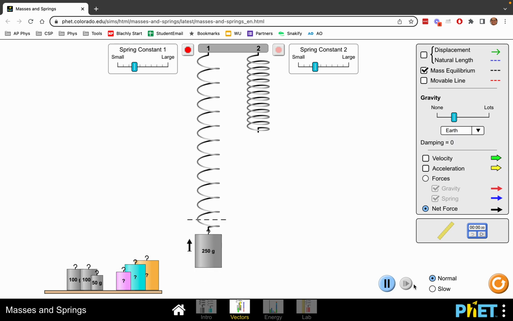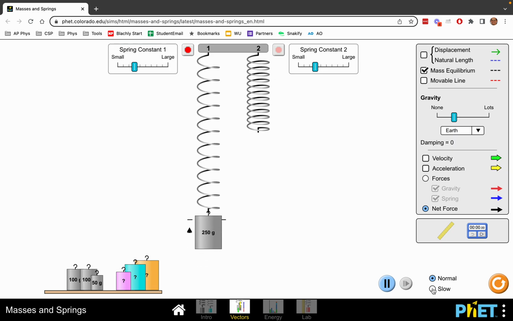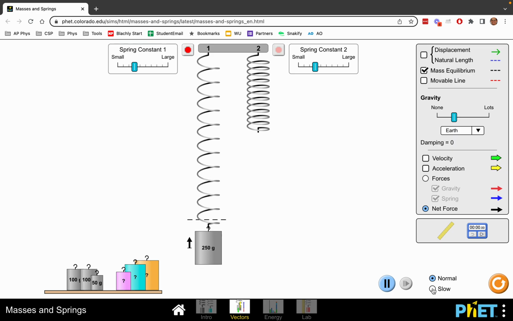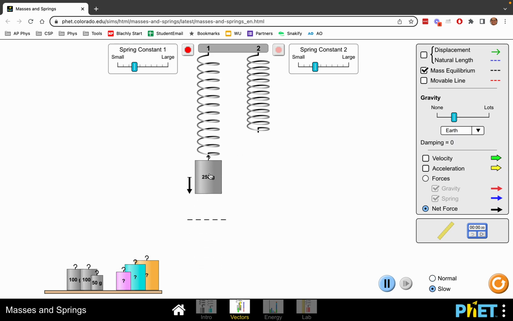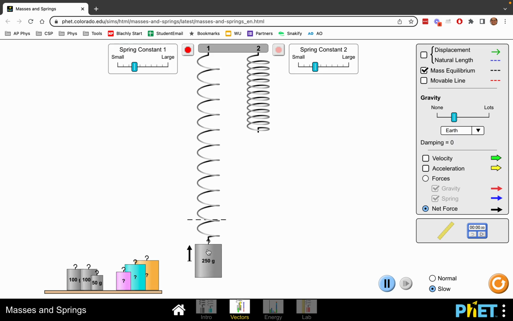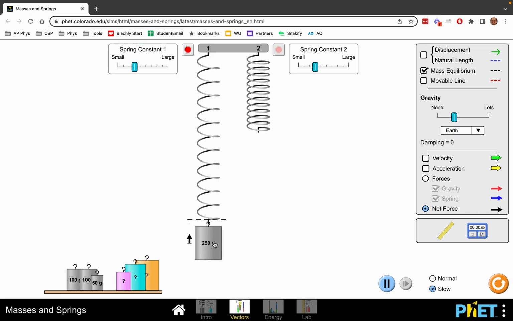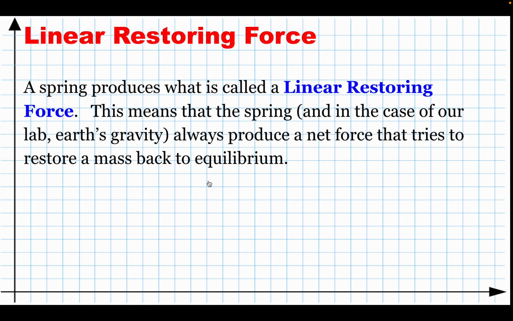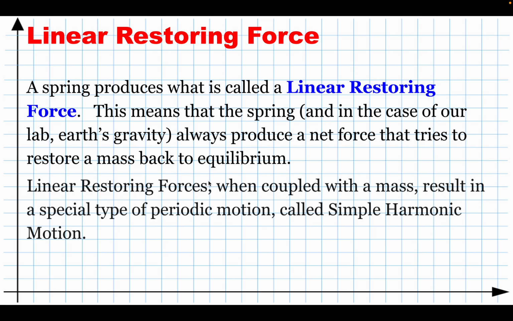So the spring applies what is called a linear restoring force. It's a force that attempts to restore to equilibrium. And anytime it's displaced from equilibrium, if it's above the equilibrium point, the net force is down. If it's below the equilibrium point, the net force is up. And that produces this motion and this mass bopping up and down on the spring, okay? So anytime you have a linear restoring force coupled with a mass, you get a special kind of motion, and that special kind of motion is called simple harmonic motion.